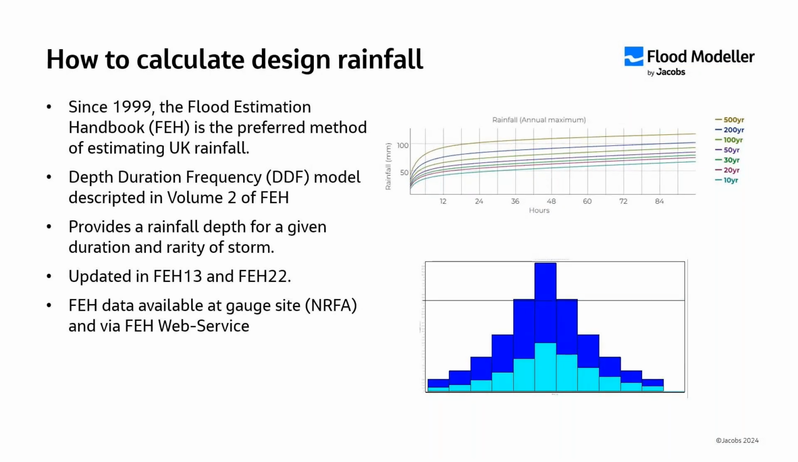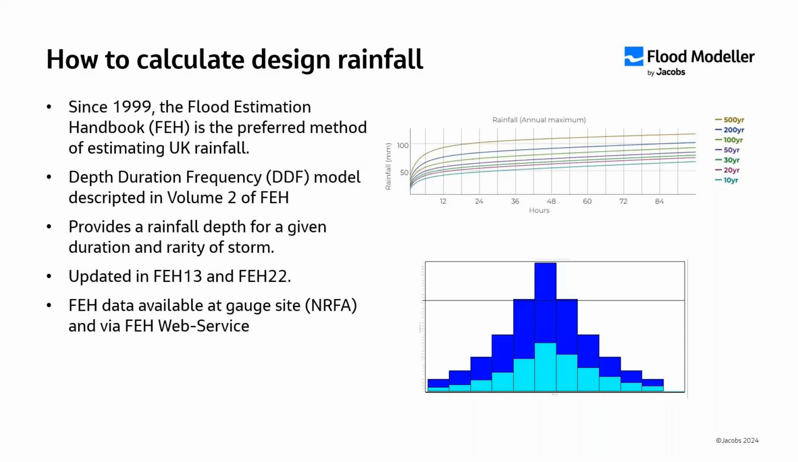The Flood Estimation Handbook, the FEH, was released in 1999, and this introduced in Volume 2 the concept of a depth, duration, frequency rainfall model. And these are still with us, and they are the preferred method of estimating extreme rainfall for the UK. So a DDF model allows you to calculate a depth of rainfall for a given duration of storm, so 1 hour, 2 hours, 3 hours, 100 hours, and for a given frequency. And by frequency, you can substitute rarity, so how extreme was that event.